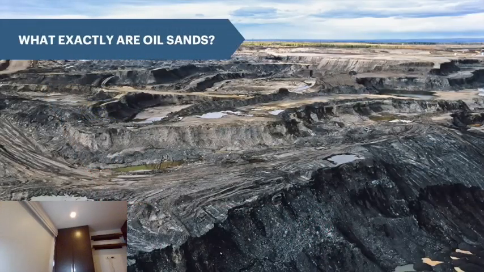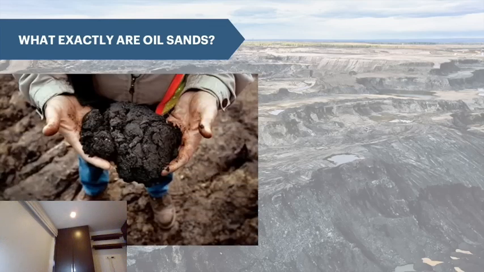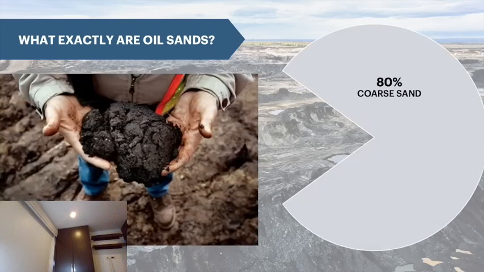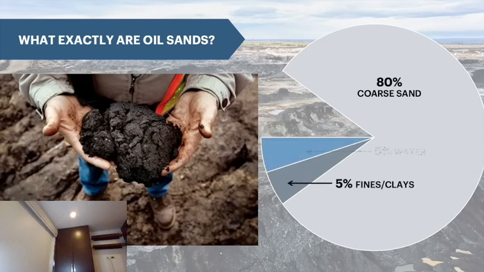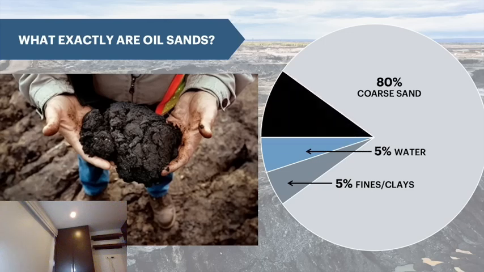Oil sands are a loose, unconsolidated mixture of sand, clays, and water saturated with bitumen. Oil sands are mostly coarse silica sand, about 80%. Fine solids and clays make up 5%, water is another 5%, while bitumen saturation rates average about 10%.